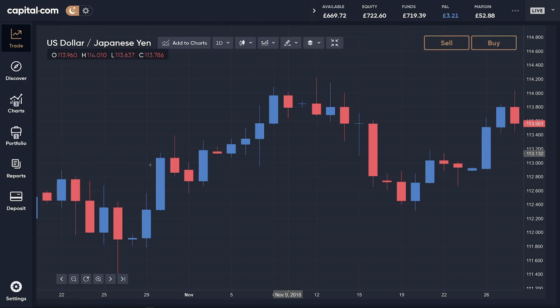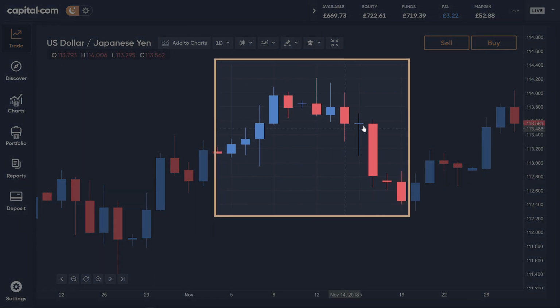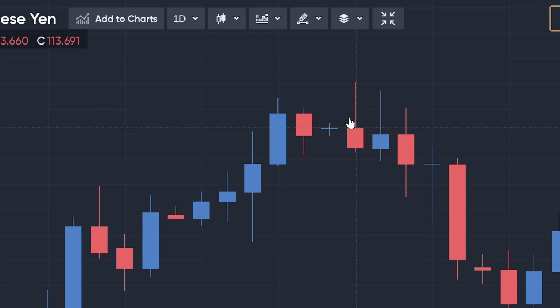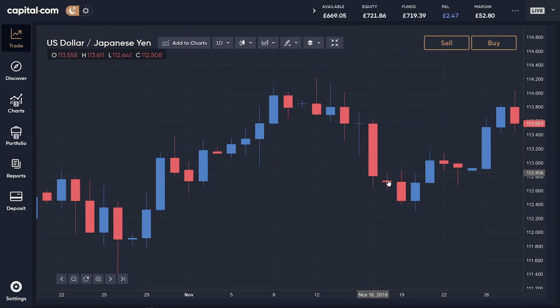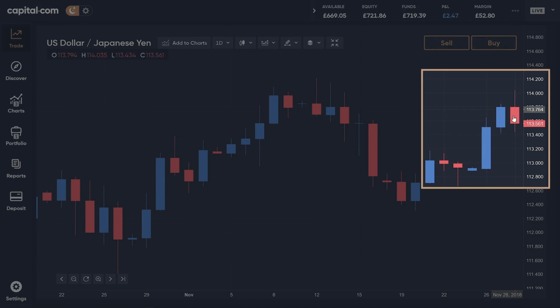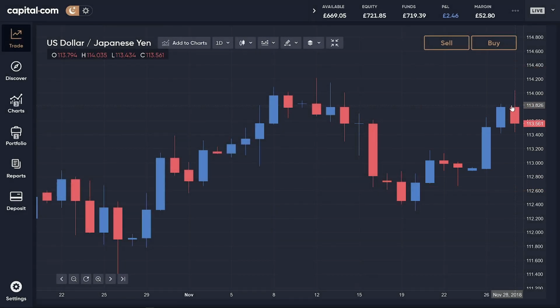This is dollar Japanese yen. The period I'm looking at is November 2018. You can see it traded as high as about 114.20, and then sells off almost a couple of hundred points over the next slightly more than a week or so, then rallies back up. But you can already see on this day here we're seeing something of a turnaround.